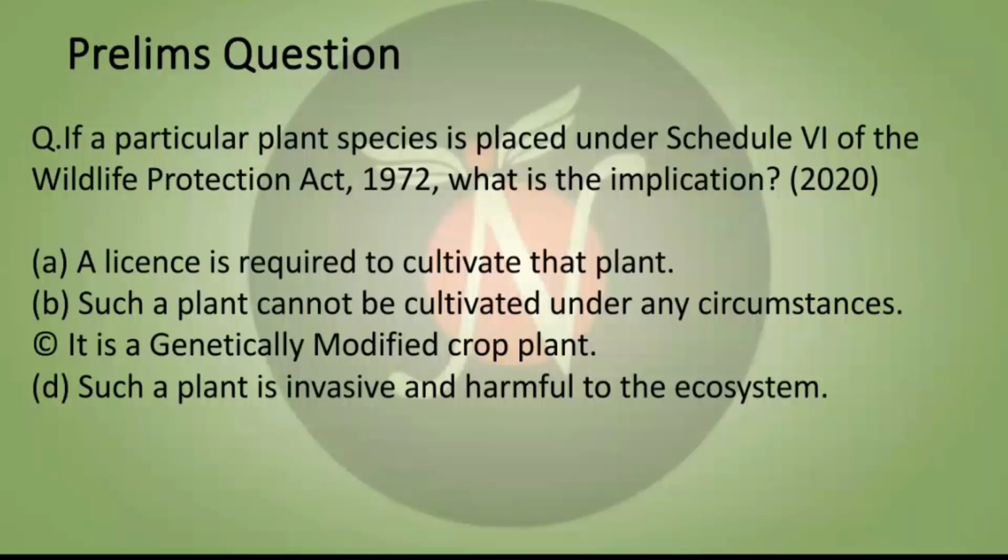So we will see our prelims question for today. If a particular plant species is placed under Schedule 6 of the Wildlife Protection Act 1972, then what is the implication? This question came in the year 2020. You have 4 options. A license is required to cultivate the plant. Such a plant cannot be cultivated under any circumstances. It is a genetically modified crop. Such a plant is invasive and harmful to the ecosystem.